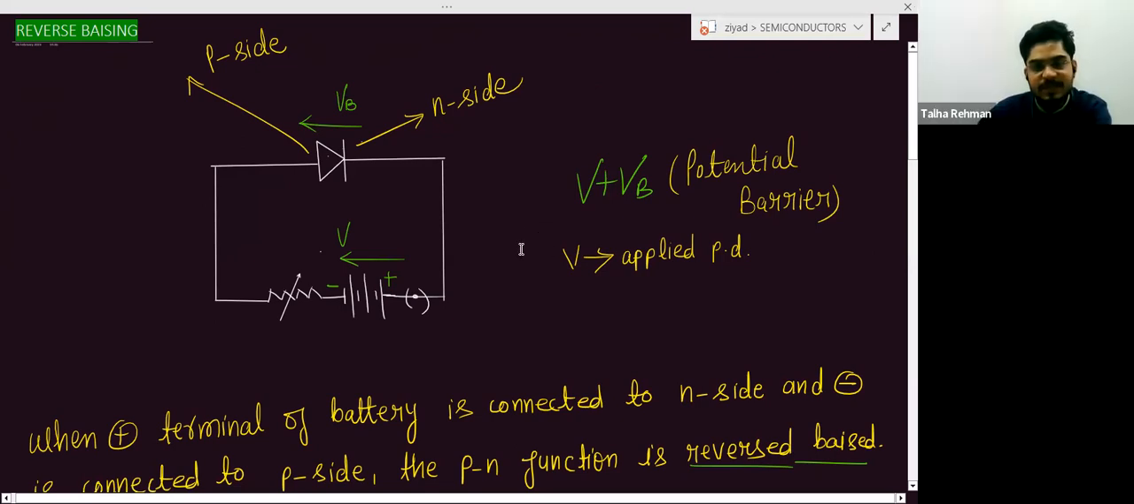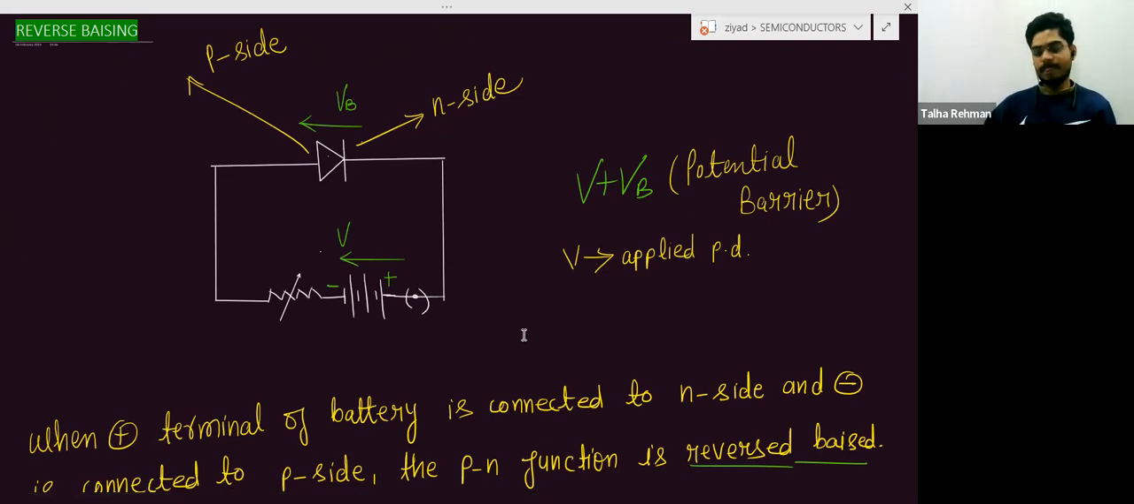Now after that we will discuss the characteristics. We will draw the graph between the current and the potential difference in case of forward biasing and reverse biasing. VI characteristics.